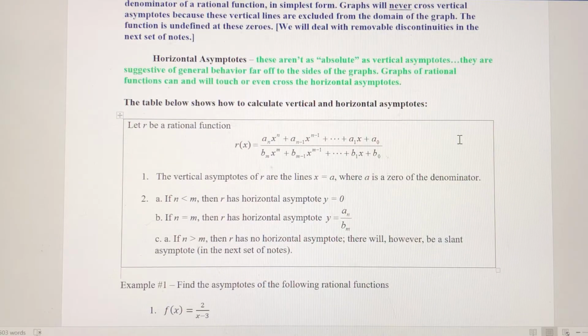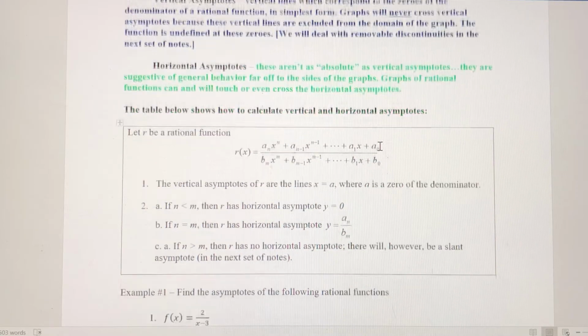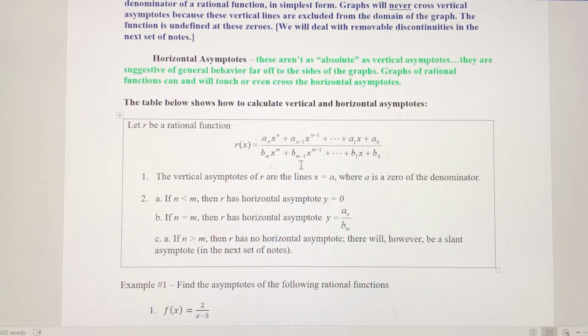All right, so we've already talked about how to find the vertical asymptotes. Determining the horizontal asymptotes is a little bit more difficult. So let's say we've got a rational function, and the only thing we're worried about here is the degree of the numerator, which we're going to call n, and the degree of the denominator, which we're going to call m. All this other mess out here to the side is irrelevant when we're determining whether or not the function has horizontal asymptotes.